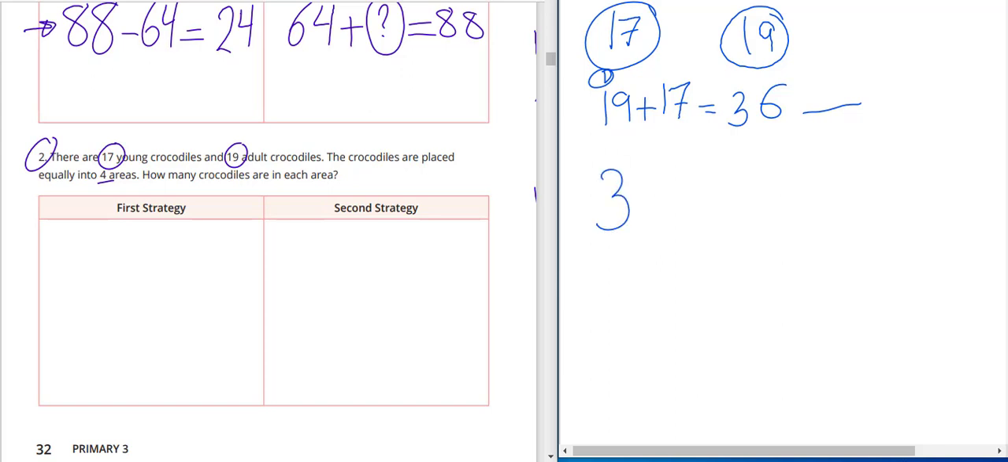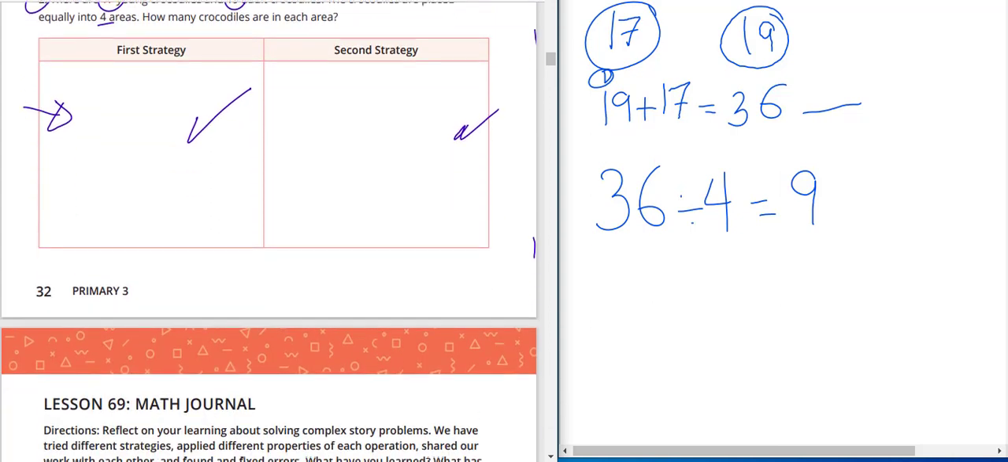All crocodiles are 36, and then we can get the number in each area. So all crocodiles divided by 4 areas. Now 36 divided by 4: what times 4 equals 36? We can say 9. So this is the first strategy here, and for the second strategy we can use a number line strategy or expanded form or place value. You can complete this now.